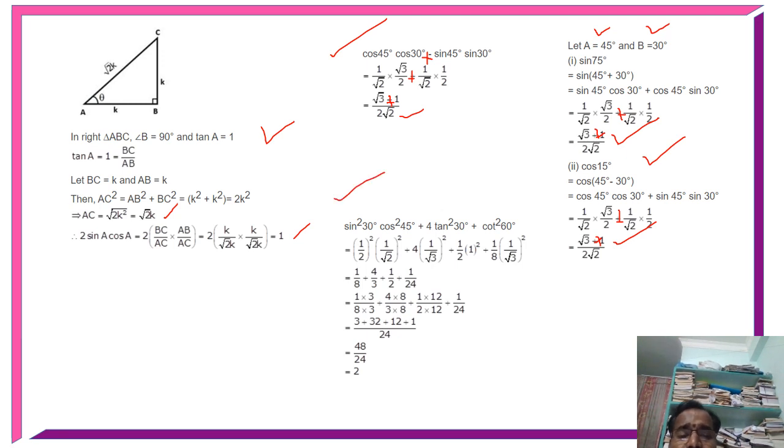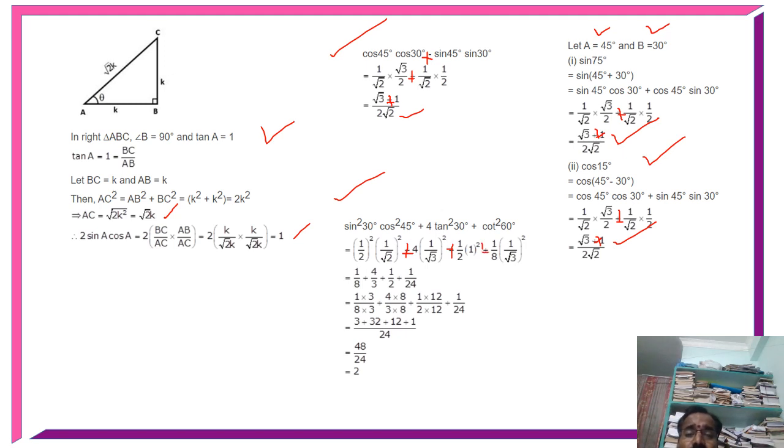Now the next question: find the value of sin square 30 cos square 45 plus 4 tan square 30 plus cos square 60. We know sin 30 value is 1 by 2, so 1 by 2 whole square into cos 45, which is 1 by root 2, 1 by root 2 whole square. Plus, it is plus students, plus 4 into tan 30 value, 1 by root 3, 1 by root 3 whole square, plus cos 60 value, 1 by 2, 1 by 2 whole square.